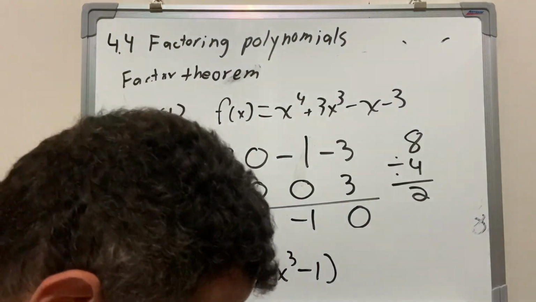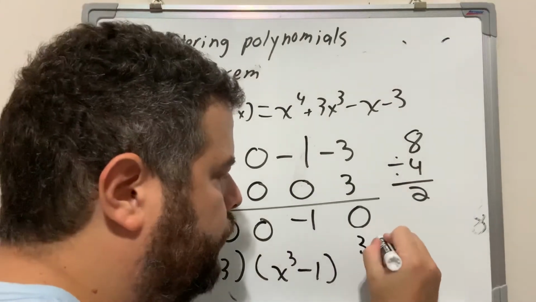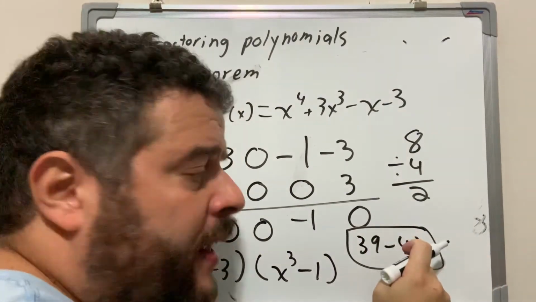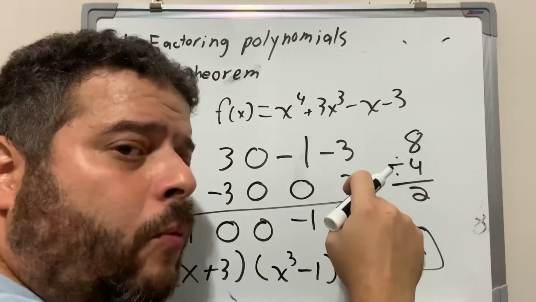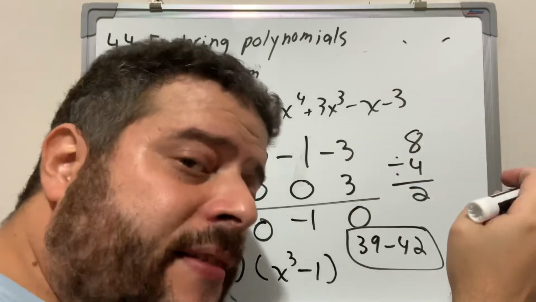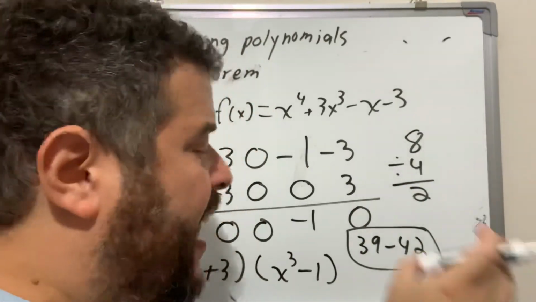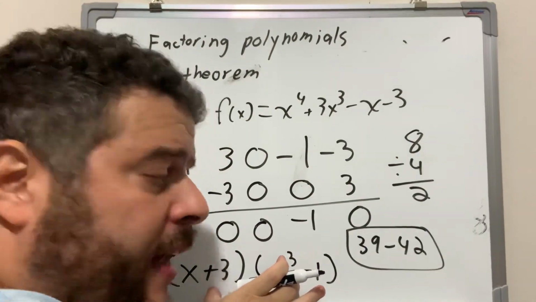Now, for the homework, you will do 39 to 42. What I want to see in these problems is the synthetic division, and then at the end, you state whether we are looking at factors or not, and I also need you to express the answer as the product of factors. Are we clear? Any questions?